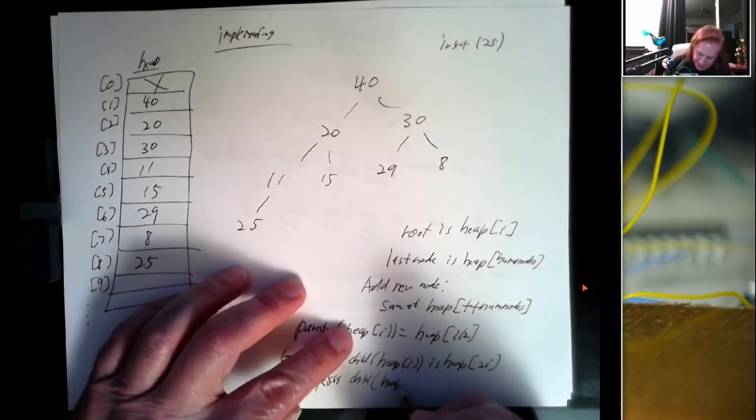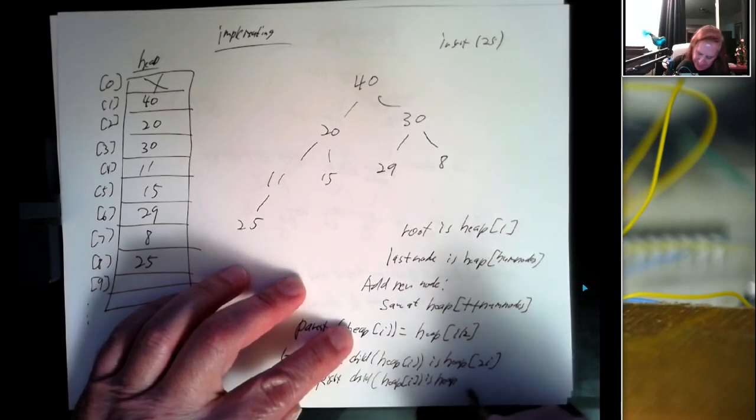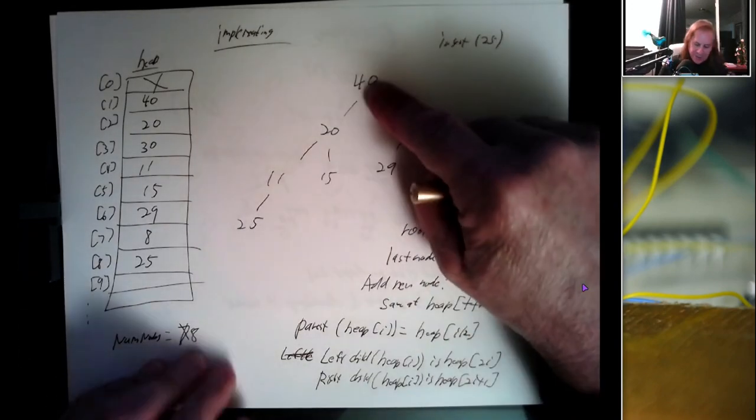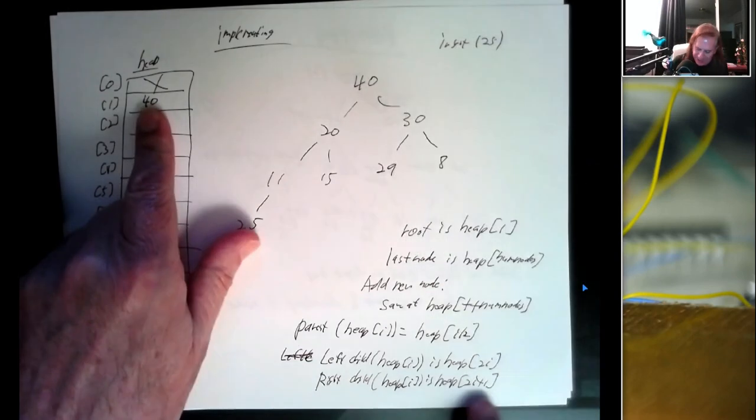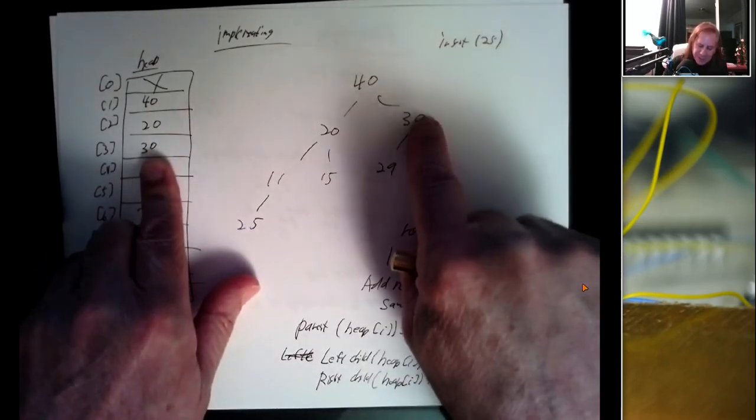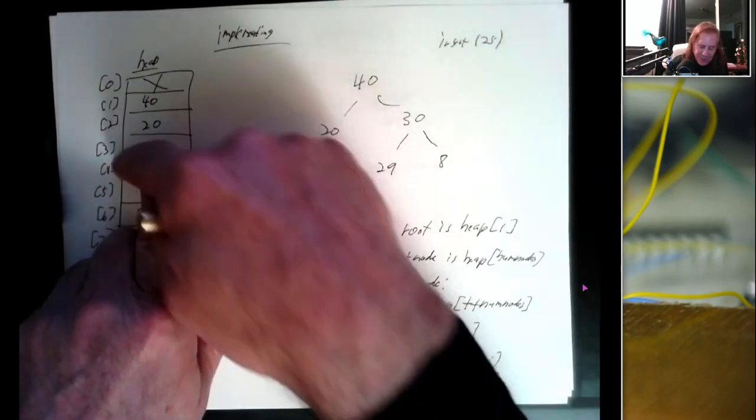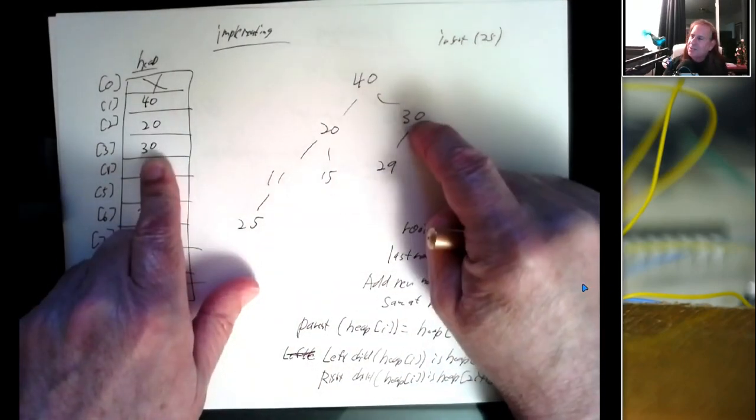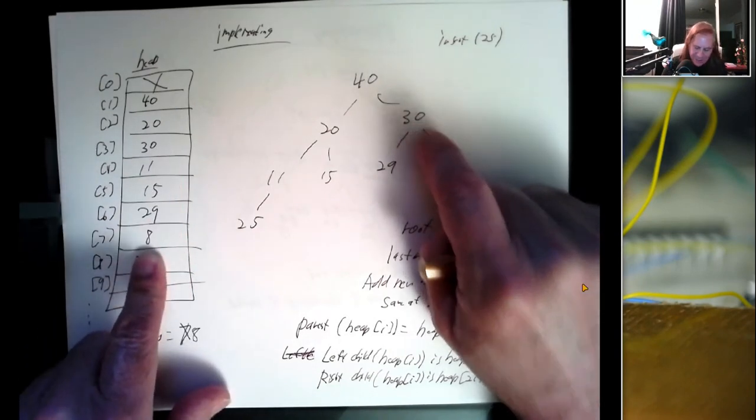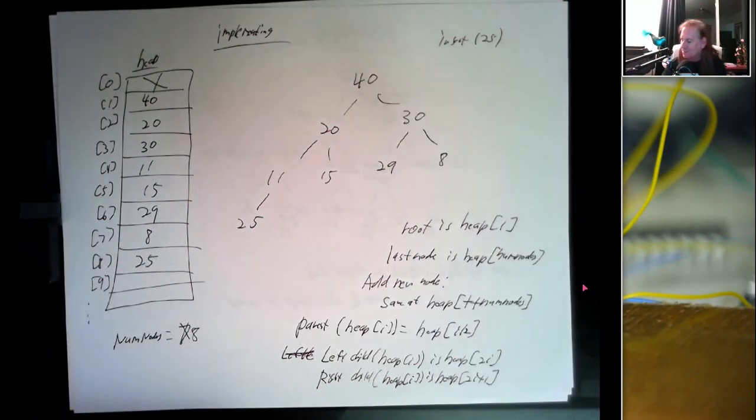And the right child of heap[i] is heap[2i+1]. So who's the right child of the root? Well, the root is at index 1. The right child should be 2 times 1 plus 1. That's 3. That's a 30. That's the right child. Who's the right child of 30? It's at index 3, so 2 times 3 is 6, plus 1 is 7. The right child of this should be at index 7. That's an 8. That's the right child.